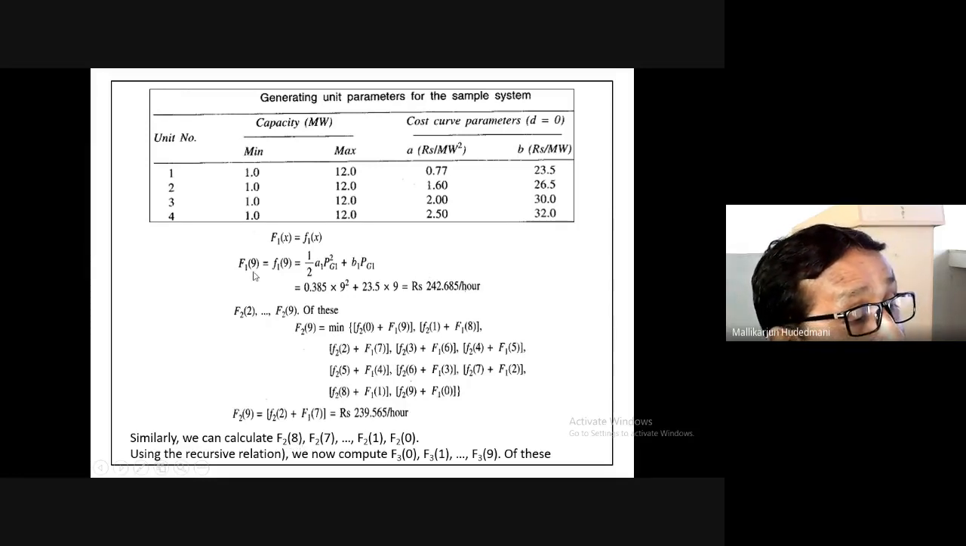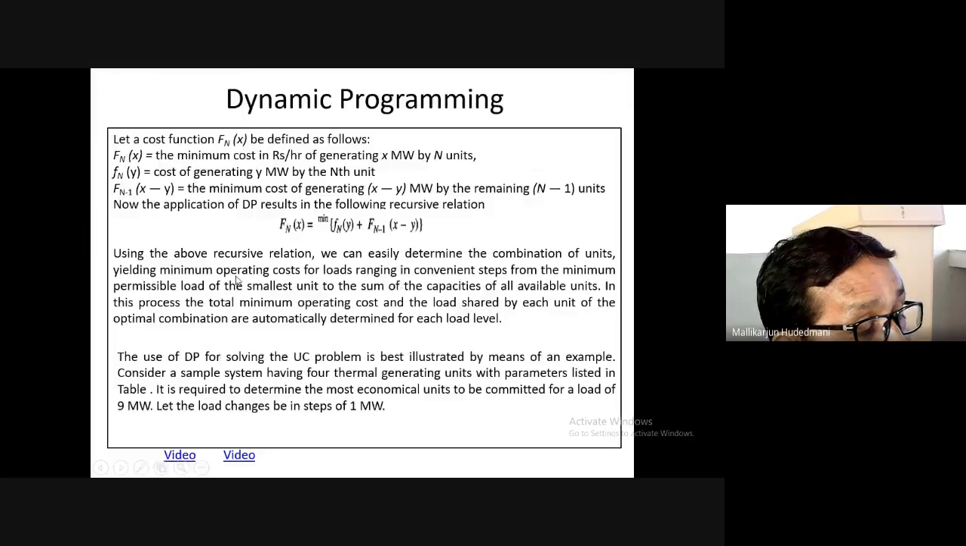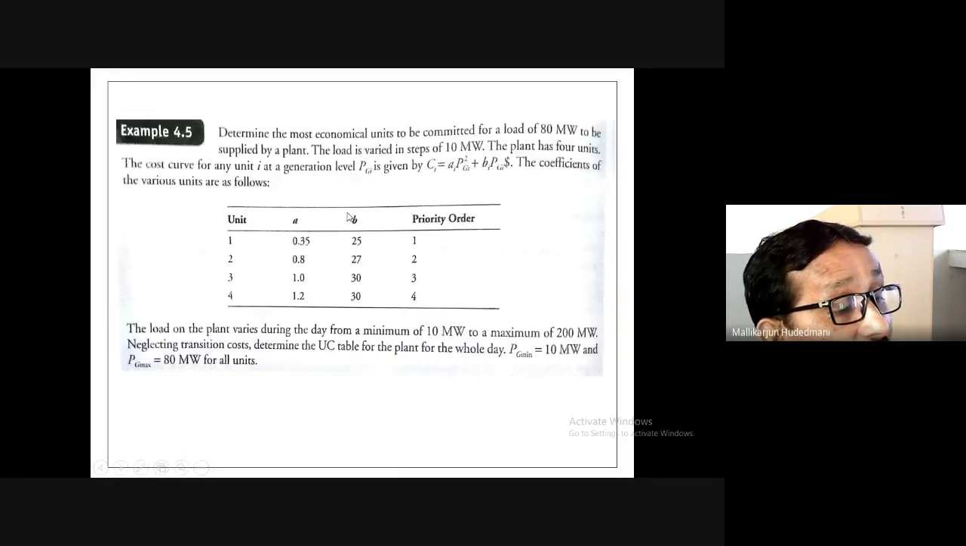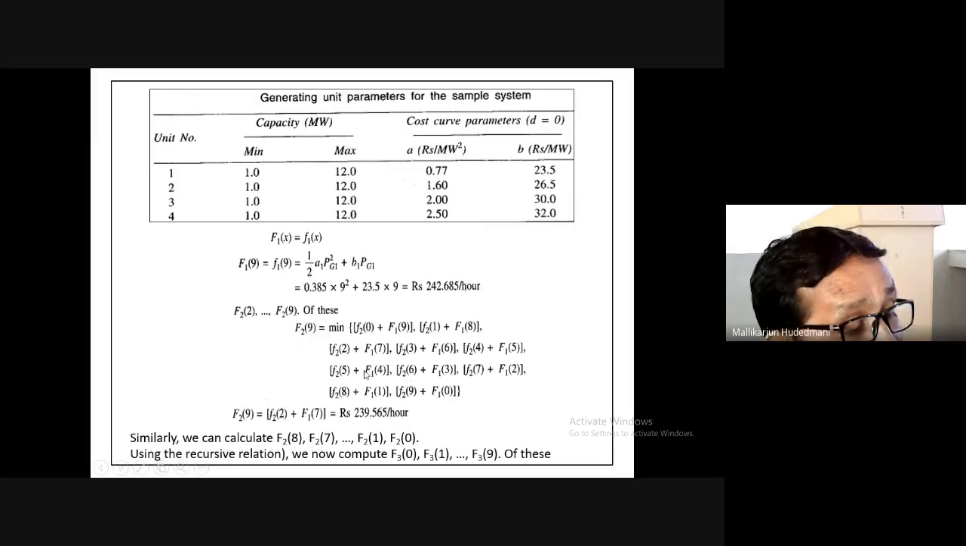So this is for 9 megawatt loading. This is exactly 9 megawatt, so the 9 megawatt combination is this. Similarly, I can do 8 megawatt, 7 megawatt, and so on. From this, recursively, I can get this kind of calculation. Let us take one more simple problem which you will be able to get.